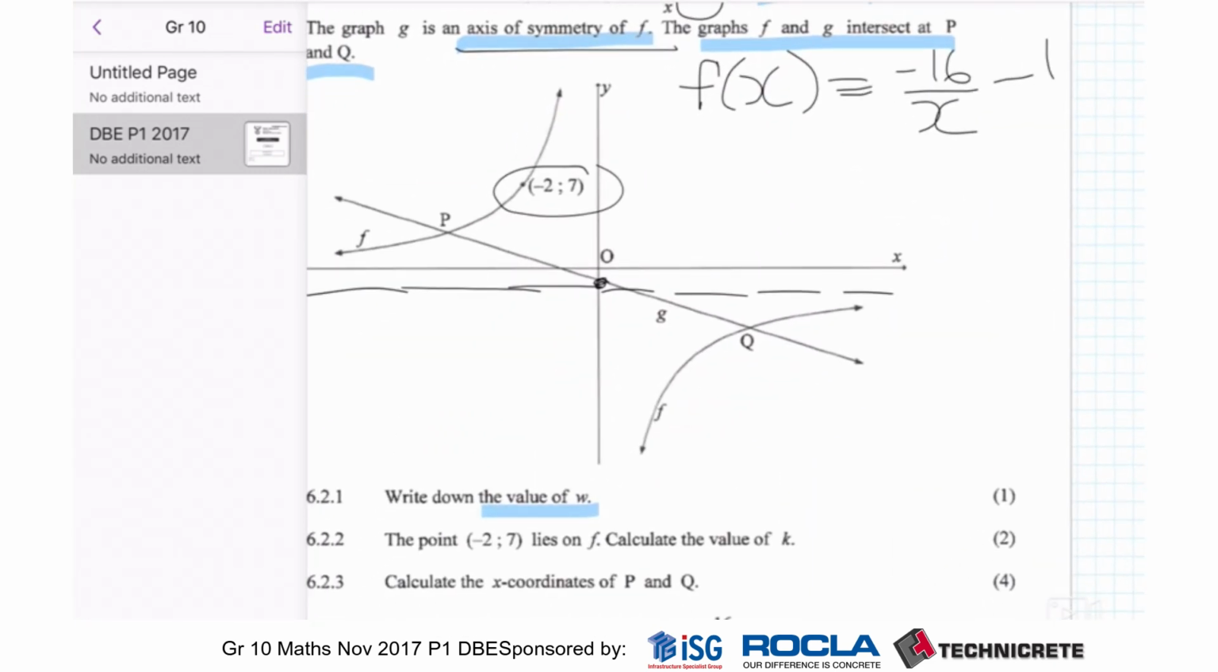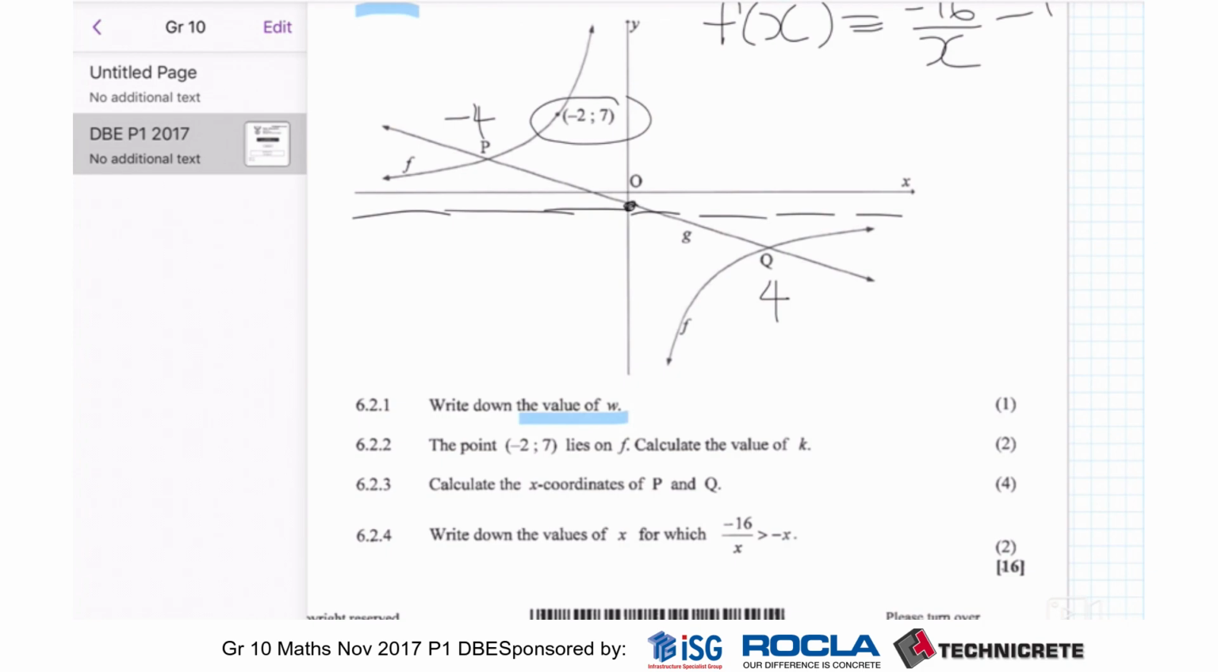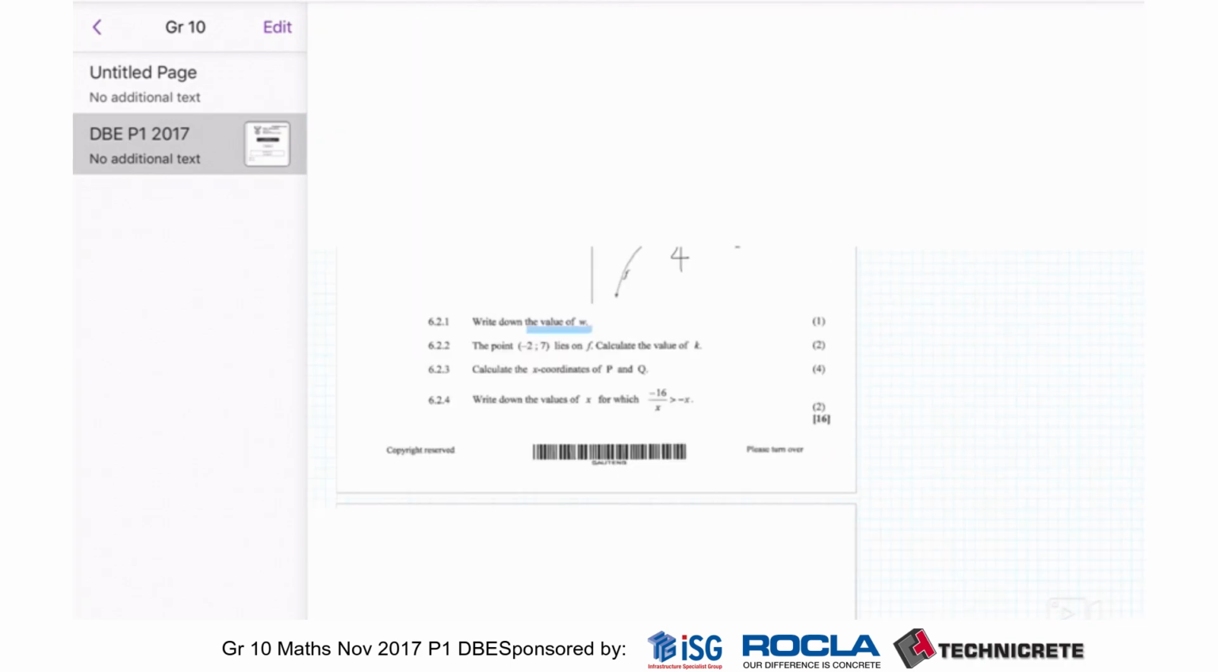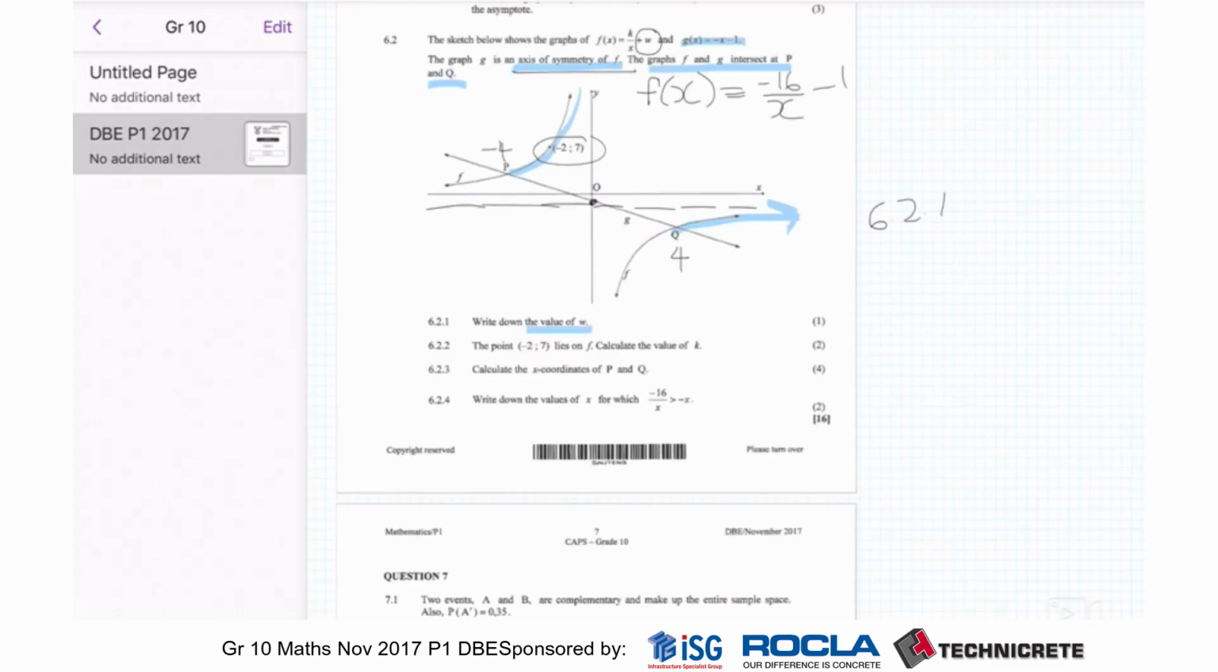So Q we said is 4 and P is negative 4. So where that graph is greater than negative x is going to be where it's greater than 4, as well as between negative 4 and 0. Okay, so that is the answer then for 6.2.4, where x is greater than 4 and it's between negative 4 and 0.